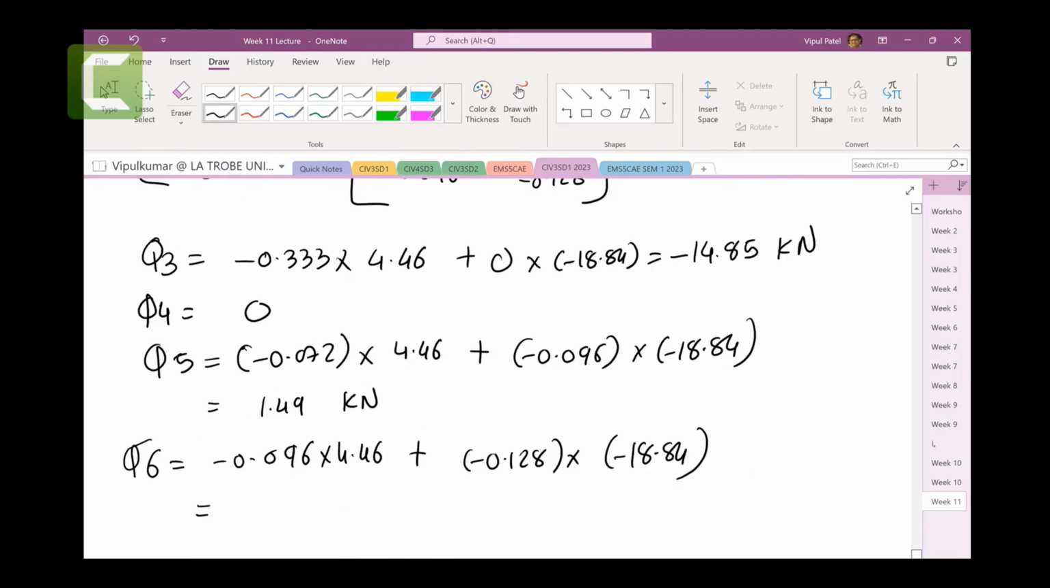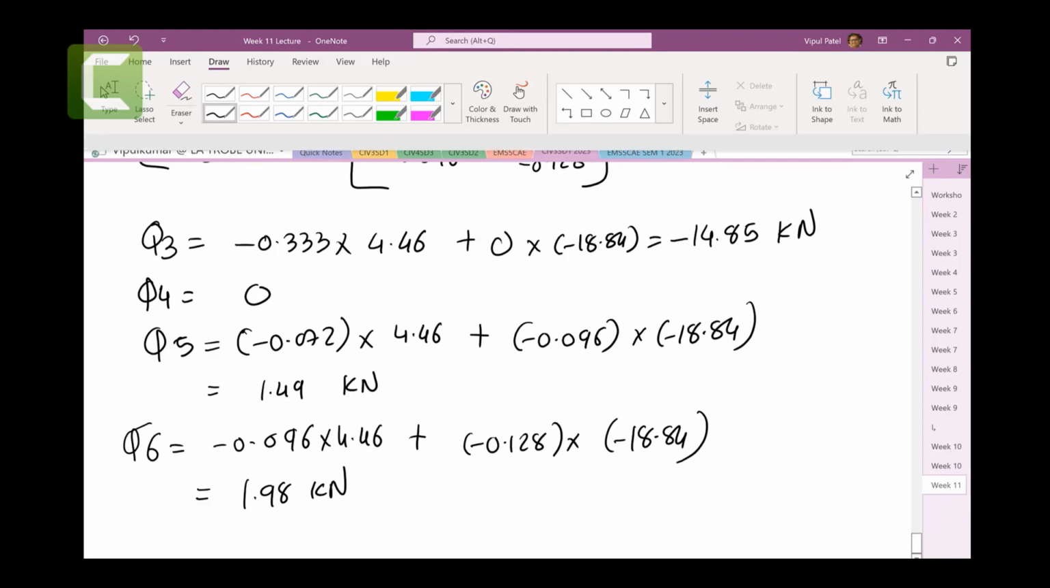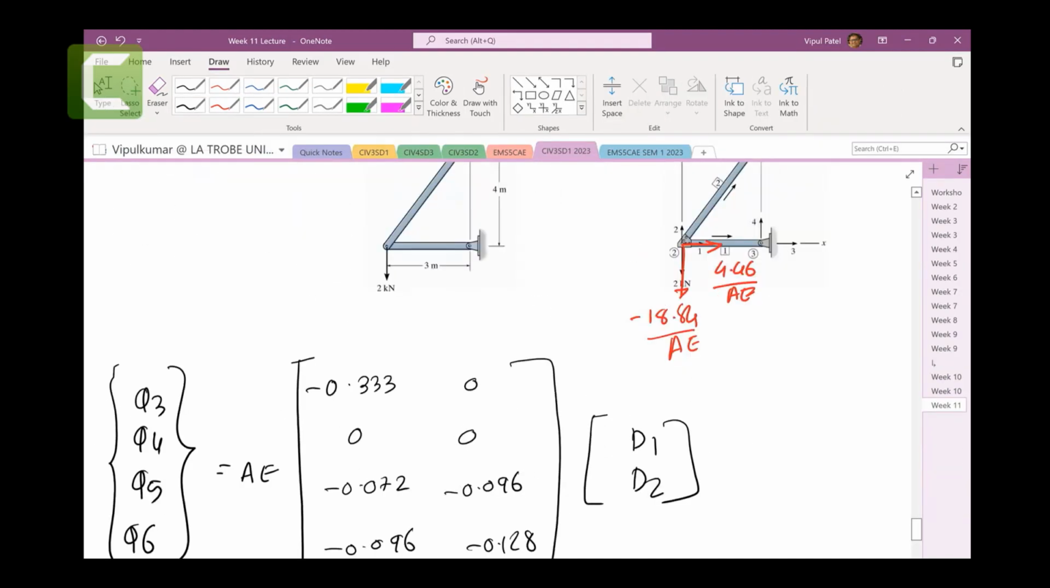I hope it is making sense. There's nothing I can do to make it more entertaining, I'm just recording these examples for you in case you want to do it again. But I hope it is making sense what we are doing: 1.98 kilonewtons. So I can show you what those Q3, Q4, Q5 mean.